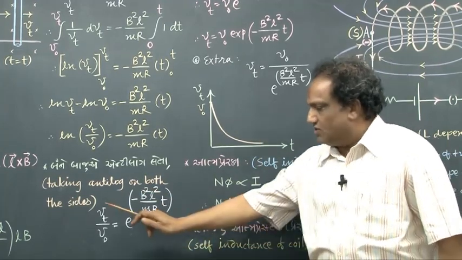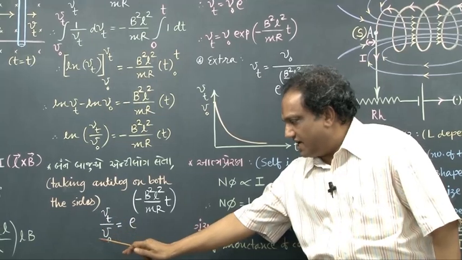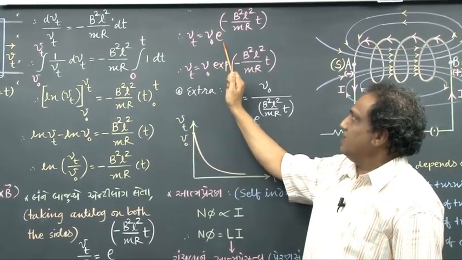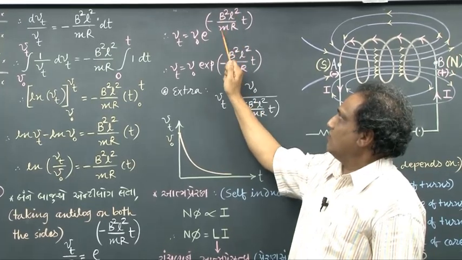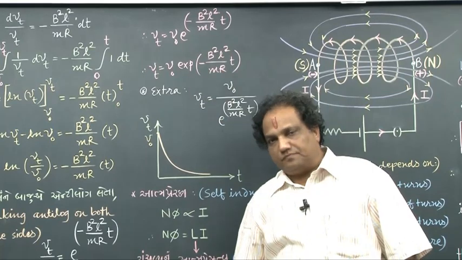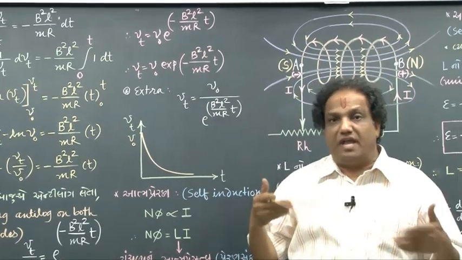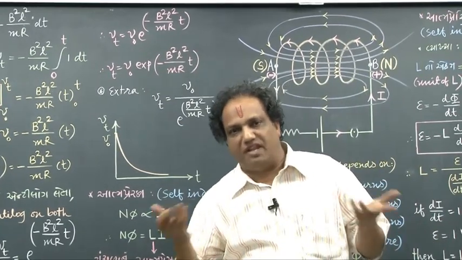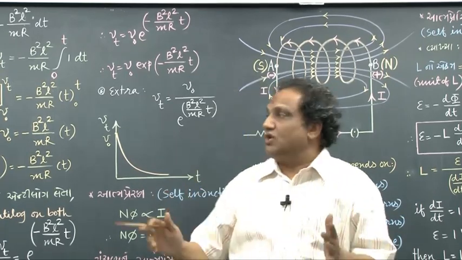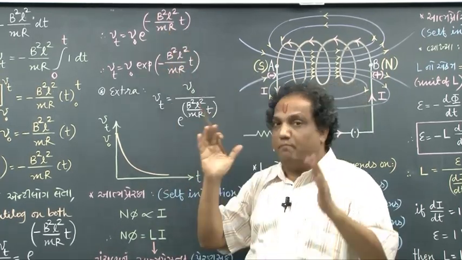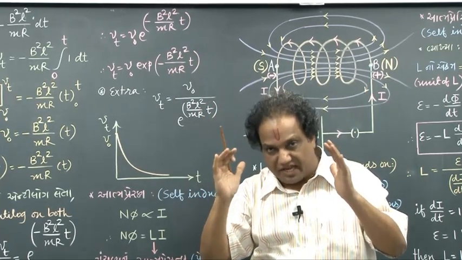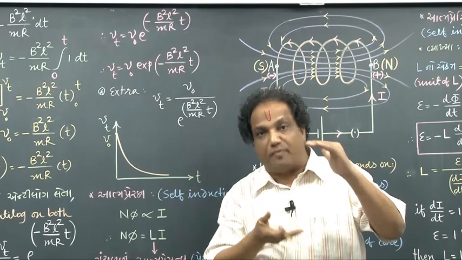Fine. Now just find out Vt from here. Take this V0 up. So Vt equals V0 into e raised to minus B square L square upon mR into t. Correct? Now, when we print any book, might be a textbook or reference book, there we have scarcity of space. So if you write this much long and big term in the power, in the index, it will occupy a lot of space.